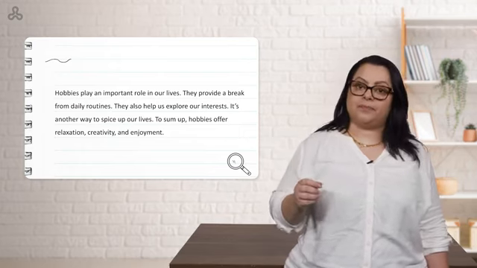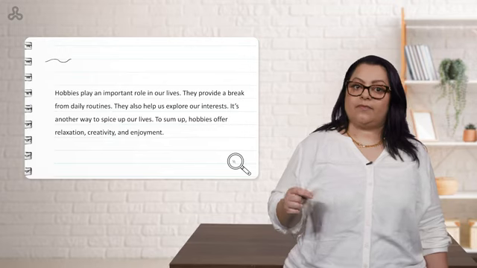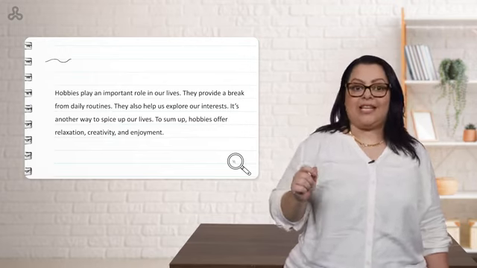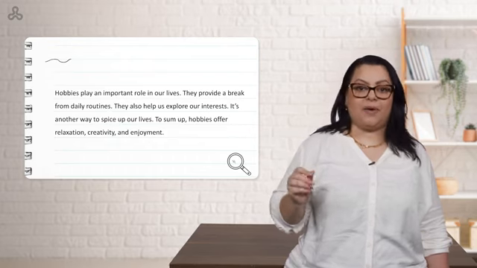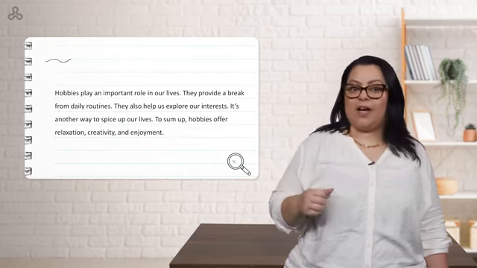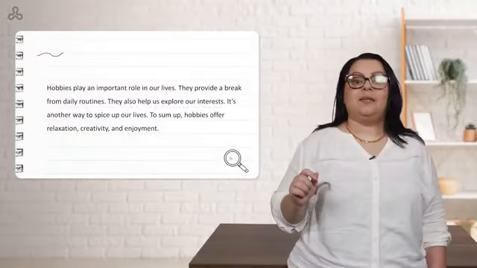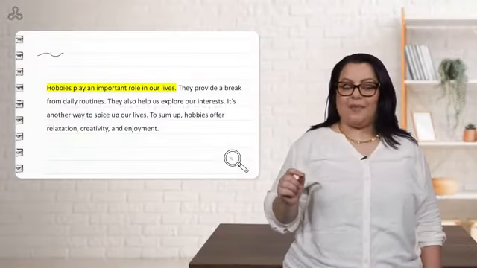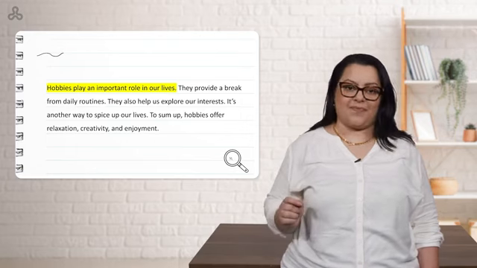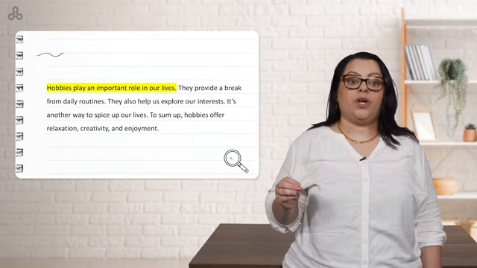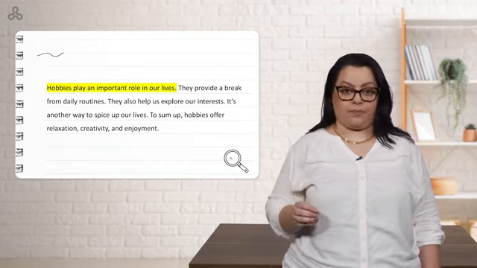What is the topic? The topic of this paragraph is hobbies. We can see that this is what every sentence talks about. What is the main idea? The main idea is that hobbies play an important role in our lives. This sentence captures the central theme of the paragraph and is what we are meant to learn from this paragraph.